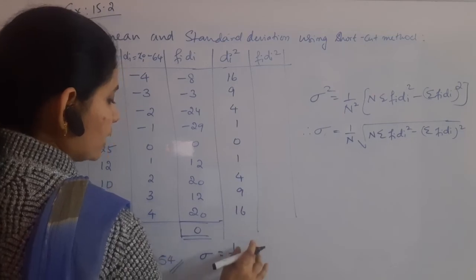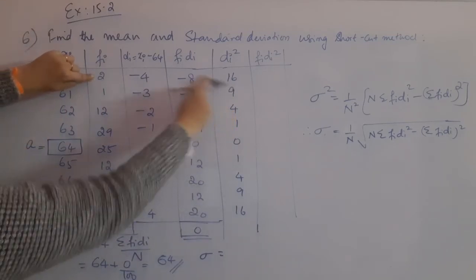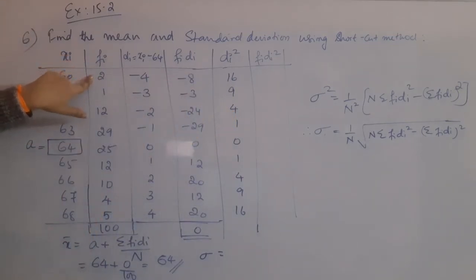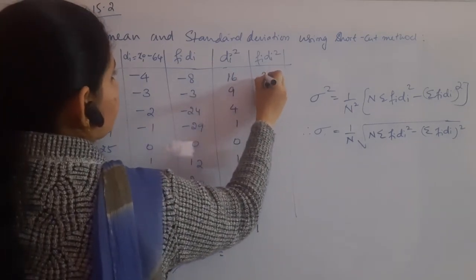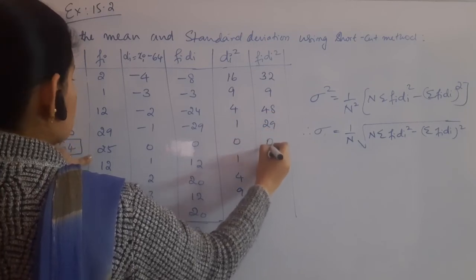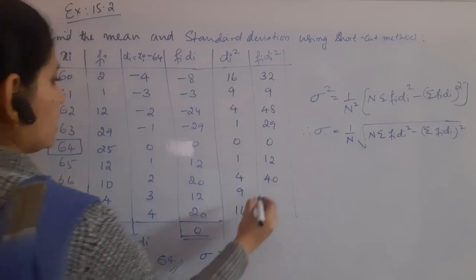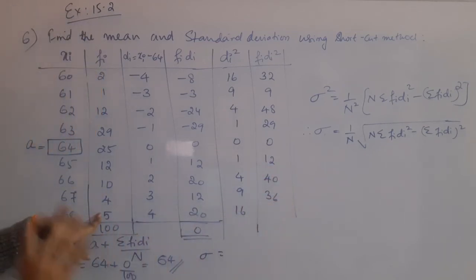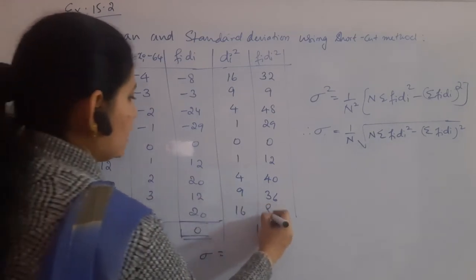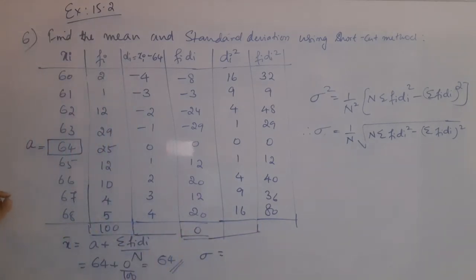Right? Now here you don't want any sum. So here again multiply this di square with fi, 16 into 2 like that. Put a finger here and then multiply so that it won't go wrong. 32, then 9, then 12 into 4, 48, 29, 0, 12 into 1, then 10 into 4, then 36 and 16 into 5, which is the last one, and you are getting 80 for that. Now the sum of this: you will get sigma fi di square is 286.